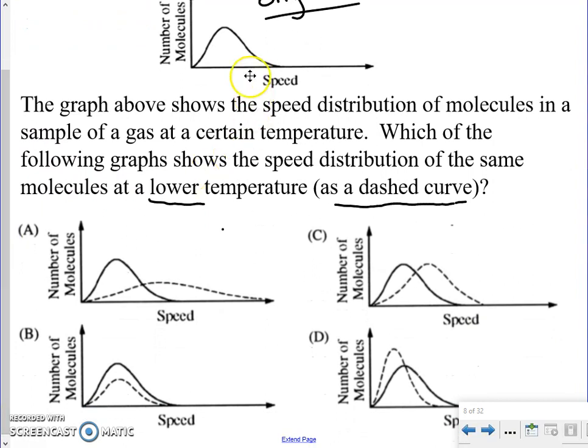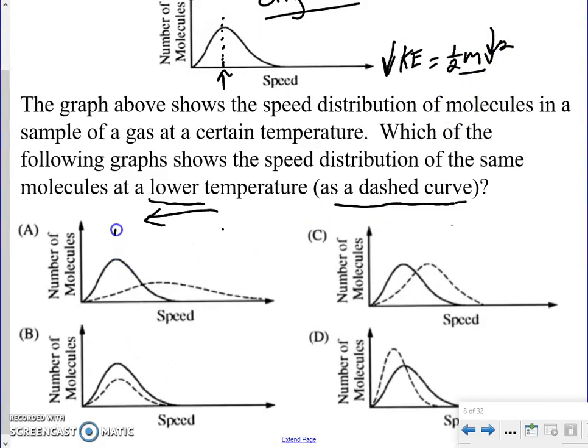We have our original sample. So our average, if we were to draw that line down the center of that curve, that average speed is right about here. If we're going to a lower temperature, what do we want to see happen to the average speed? Well, we want to see it decrease. Why? Because again, kinetic energy is equal to 1/2 mass times velocity squared. If temperature is decreasing and it's the same gas, so mass is staying the same, that means velocity must also decrease. So let's just check out our answers here.